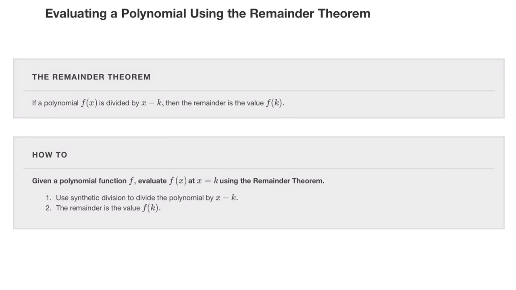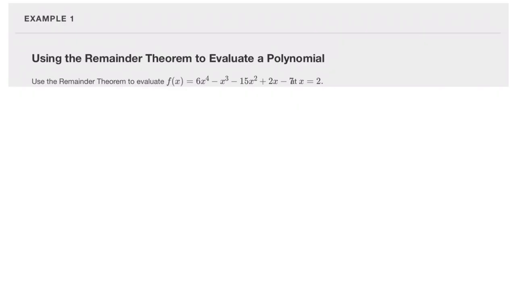So we have evaluating a polynomial using the remainder theorem. The remainder theorem: if a polynomial f of x is divided by x minus k, then the remainder is the value f of k. Okay, let's see this in action. Using the remainder theorem, evaluate this function at x equals 2. So we can actually use synthetic division here, right?